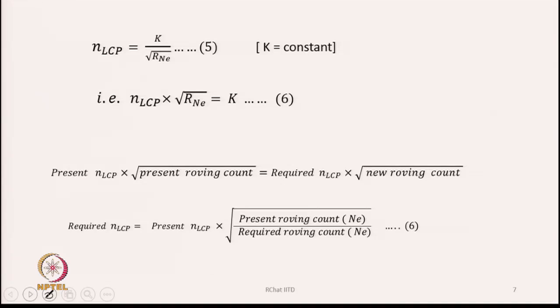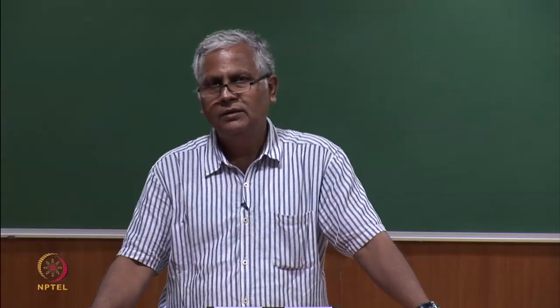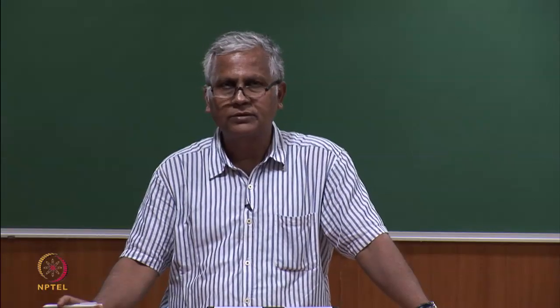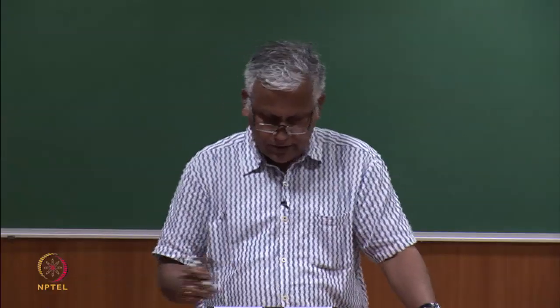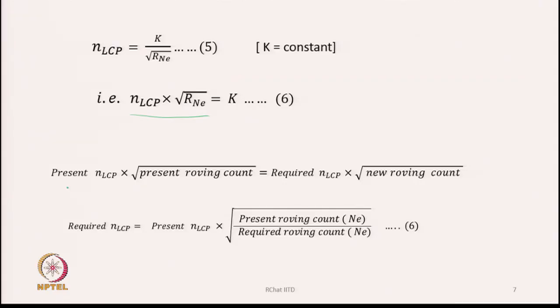and hence NLCP into root over RNE is going to be constant always. For a given type of fiber, we can say for cotton, if the mixing is not changed, this will remain constant. And if it is constant, therefore, what we will write, present NLCP into root over present roving count is going to be the required NLCP into root over new roving count, because this will be always equal to k.